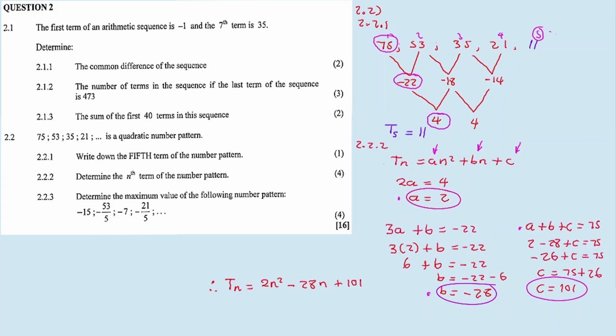Therefore my n term is equal to 2n squared minus 28n plus 101. A quadratic pattern is basically a quadratic equation or a parabola. Yes, it's a quadratic equation or a parabola. So let's move on to 2.2.3, the last question, but I have to erase this.